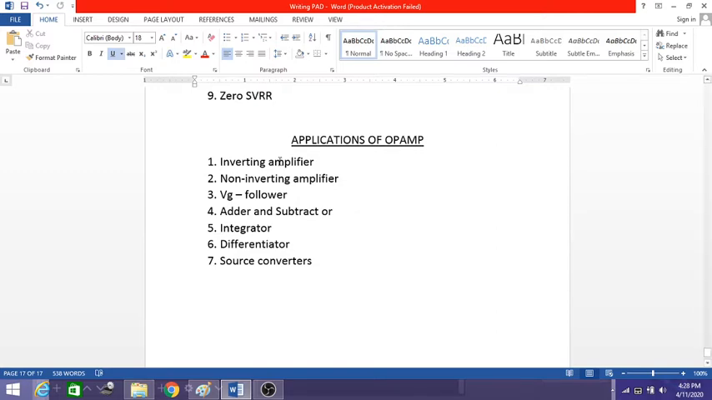The first one is the inverting amplifier, where we apply the input across the inverting terminal and the input gets amplified at the output. Second is the non-inverting amplifier, then voltage follower, then adder and subtractor circuits, integrator, differentiator, and source converter.